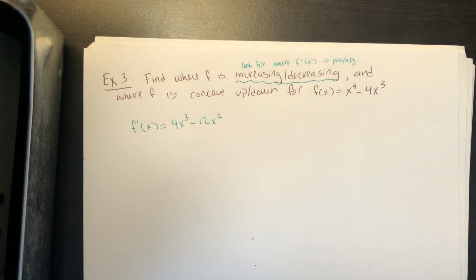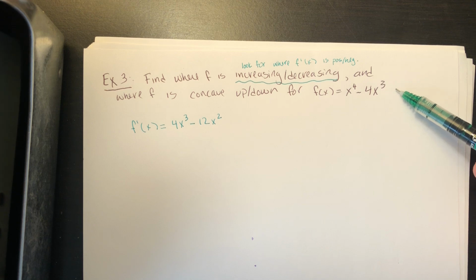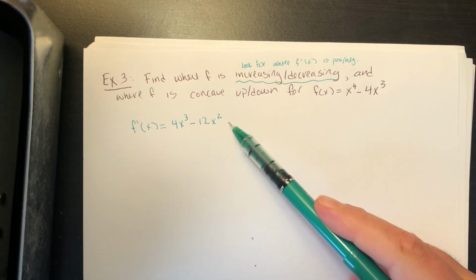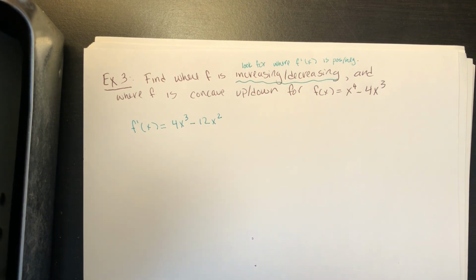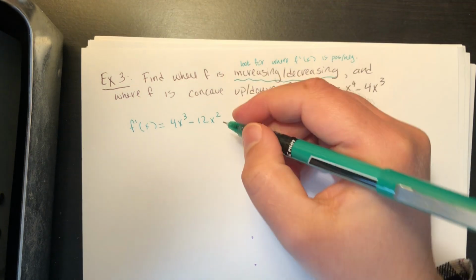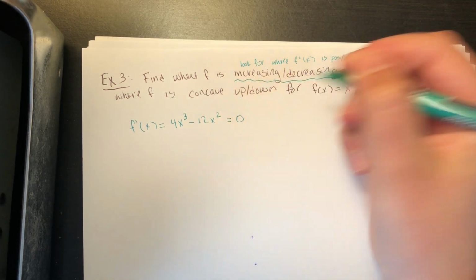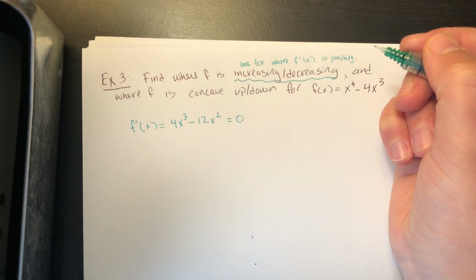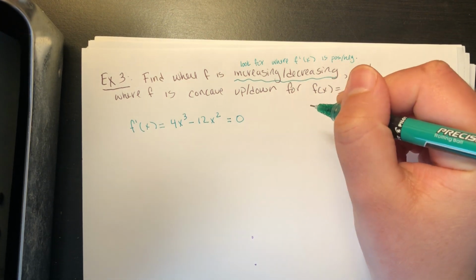Now keep in mind, f is a polynomial, which means it's defined everywhere, and its first derivative is going to be defined everywhere, its second derivative is going to be defined everywhere. We don't really have to worry about any place where the derivative is undefined, or even where the original function is undefined. So we're just going to set this equal to 0 to look for those critical points, those places where the first derivative is equal to 0.